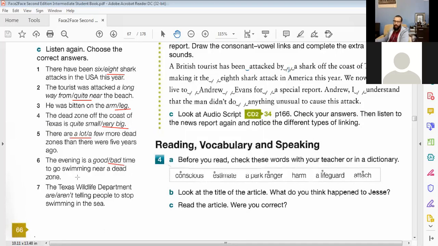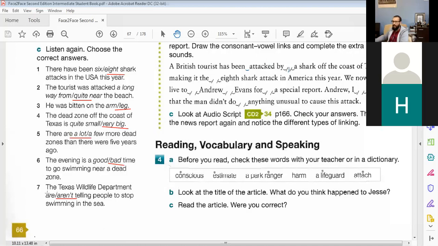They feed. And number 7, did the Texas Wildlife Department say, are they telling people not to swim? They aren't. Because if they told them, the tourists wouldn't do that. Exactly. So they just said, don't swim in the evening. That's what they said. Don't swim early in the morning and late in the evening. That's what they told them.